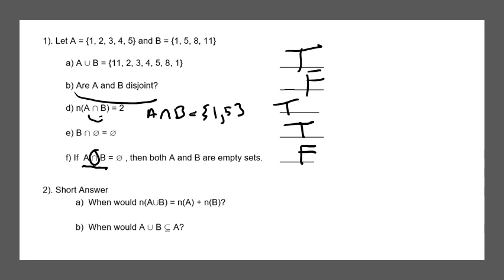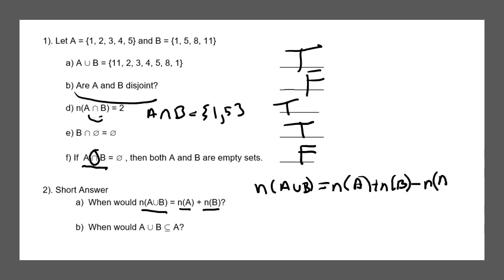2. When would the union of A and B have the same number of elements that A has plus the number that B has? Well, this is what you should be thinking of. The number of elements in A union B is the number of elements in A plus the number of elements in B minus the number of elements in A and B. So for this to equal that, this term here would have to be 0. That would mean A and B have nothing in common.